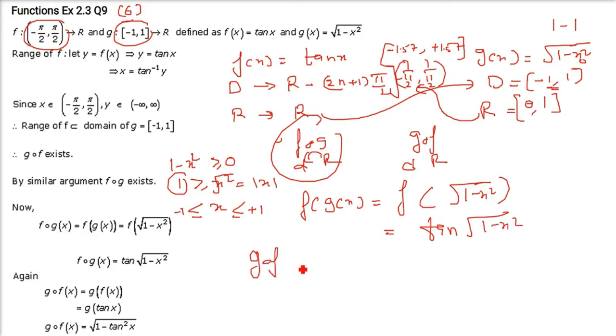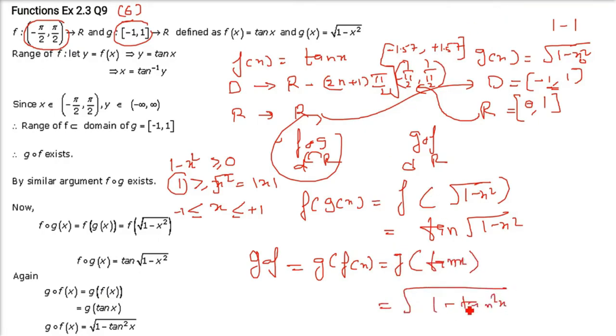And g∘f(x), g of f(x). So g of f(x) means g of tan x. Take tan x and put it inside under root 1 minus x square. In place of x, just put tan x. So under root 1 minus tan square x. So 1 minus tan square x is not sec square, it should be sec, but just keep it like that only. Okay.